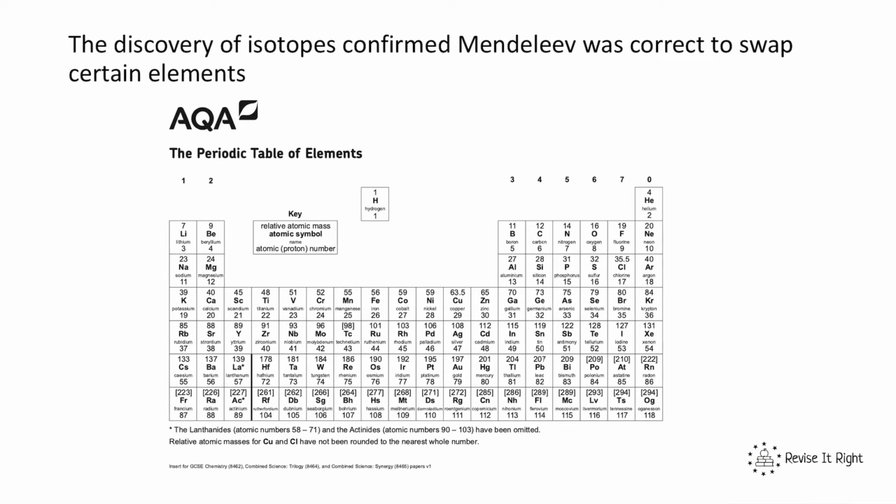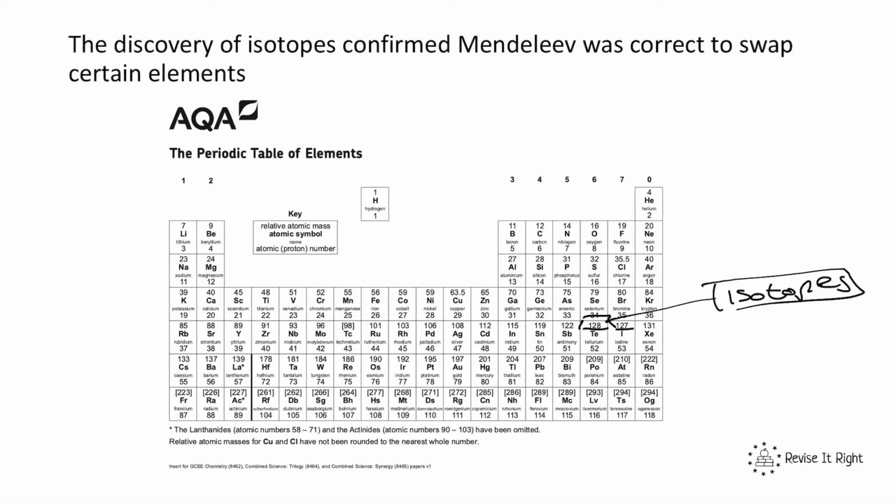Now, finally, you need to understand that the discovery of isotopes confirmed Mendeleev was correct to swap elements. So, for example, when we look at our beryllium and our iodine, we can see here the greater mass in beryllium, but that is caused by the isotopes of beryllium. Okay, the isotopes, remember, change that average of atomic mass, and the discovery of isotopes in the early 20th century confirmed that Mendeleev was correct. It's because isotopes of the same element have different atomic masses but have the same chemical properties, so occupy the same position on the periodic table.